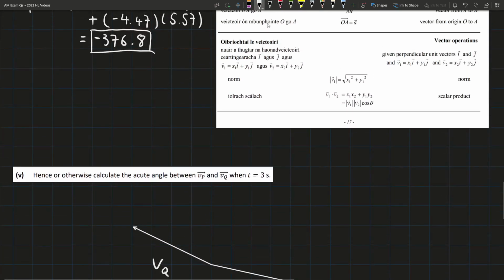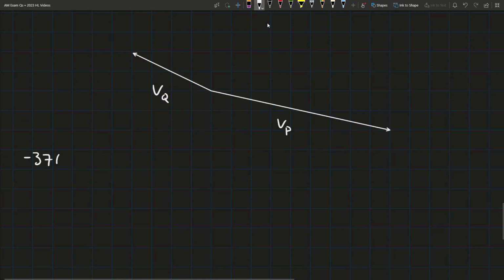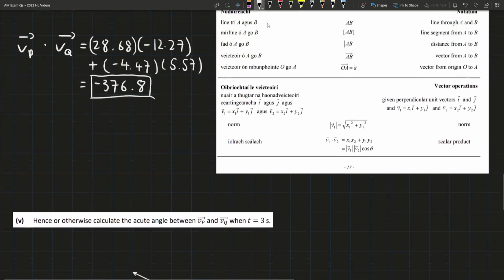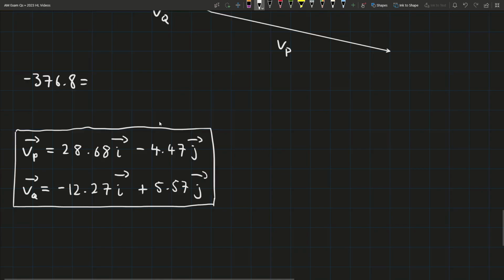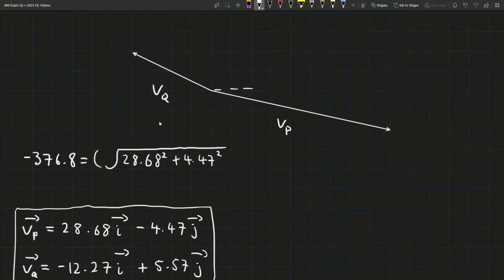First of all, we know that the dot product is the two magnitudes times the cos of the angle. So we know the dot product is minus 376.8, so we can say minus 376.8 equals the magnitude of the first one. Remember, to get the magnitude, it's going to be the square root of the x squared plus the y squared. So for Vp, we'll have 28.68 squared plus 4.47 squared. Because if you think about it, you're looking at how far it goes out and how far it goes down, and it's like Pythagoras' theorem. You square each one, add them, and take the square root, and that'll give you the hypotenuse, which is the magnitude of the vector.